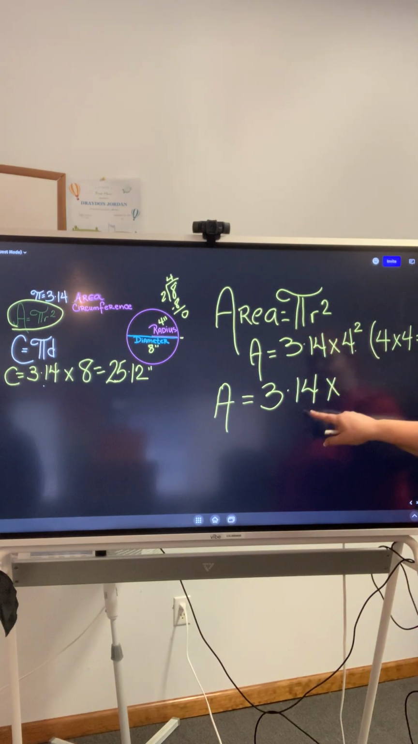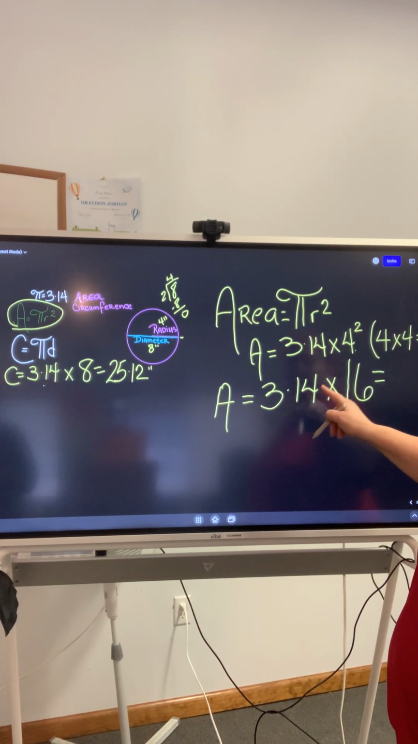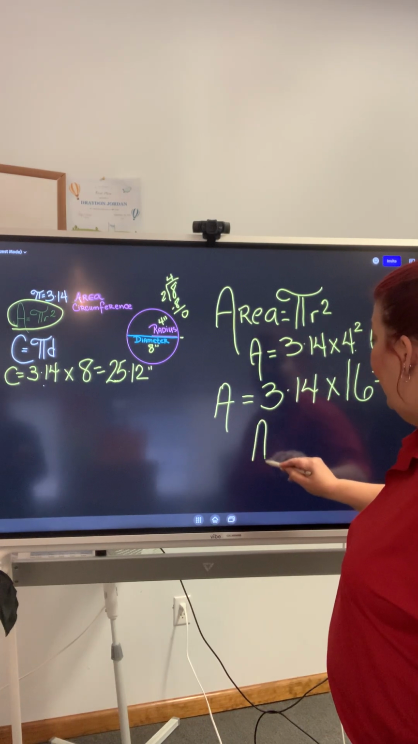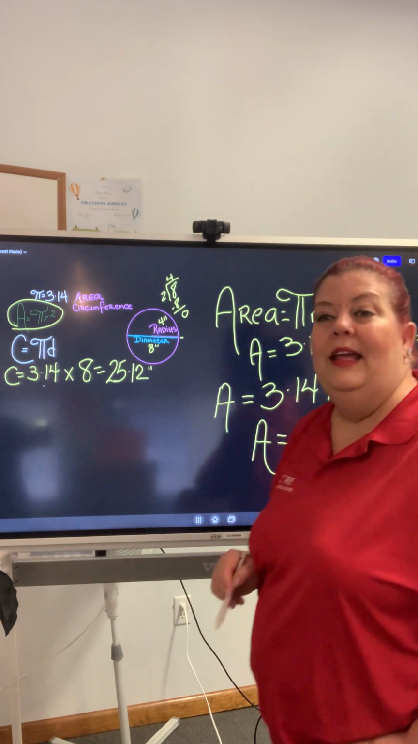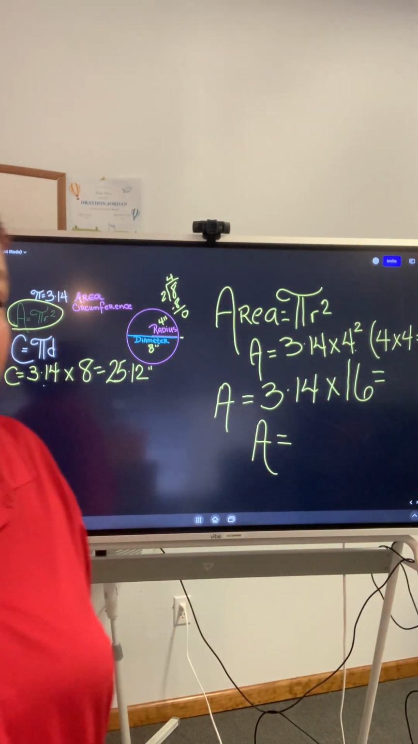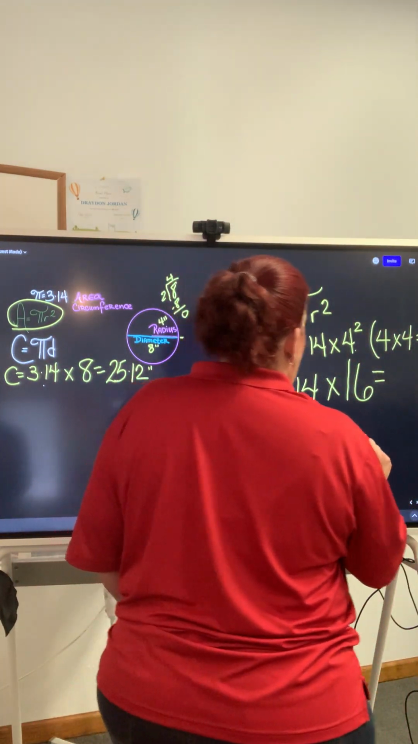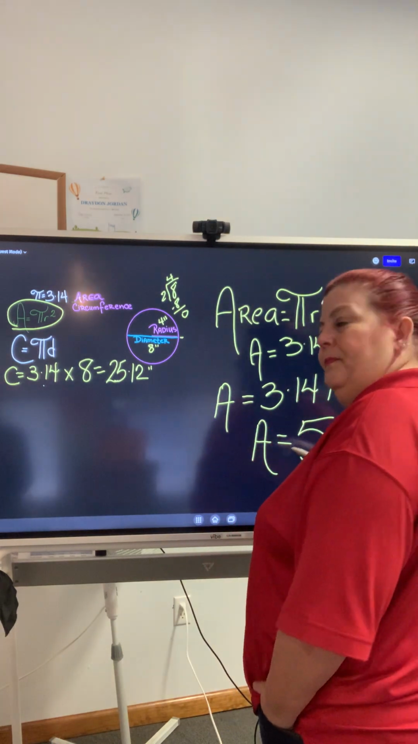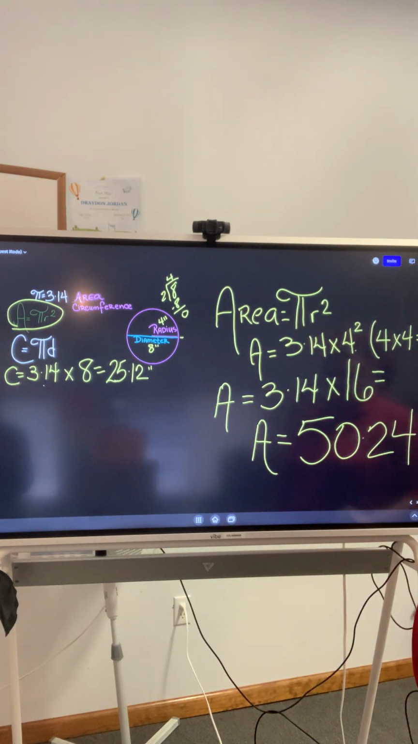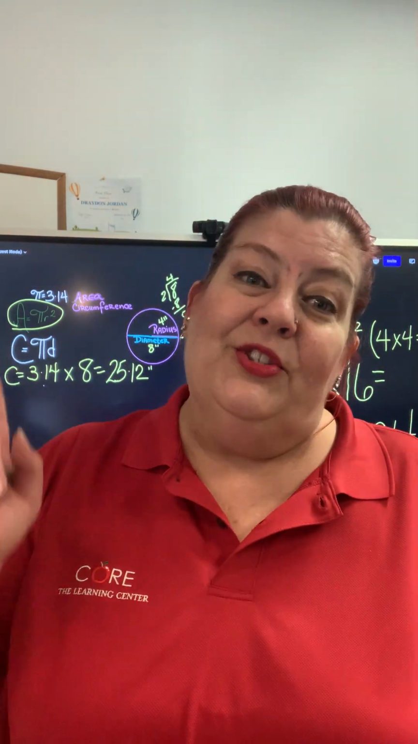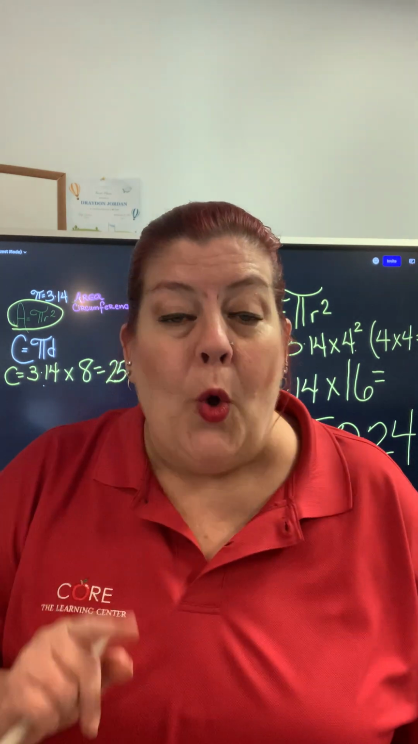So now we brought these down, and it's times 16. We multiply 3.14, which is our pi, times 16, and that equals, you got it, 52.4. Ta-da! And just like that, we have done the circumference and the area of a circle. Let's do one more.